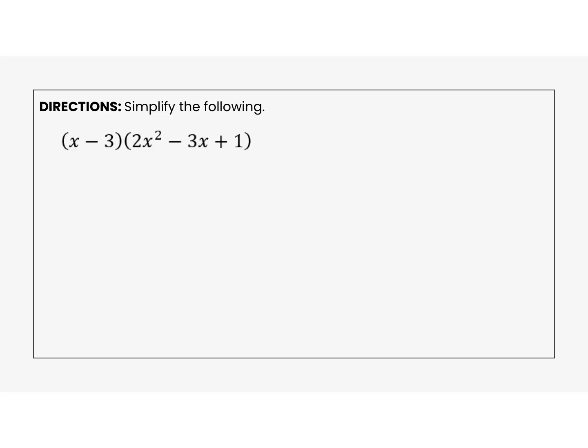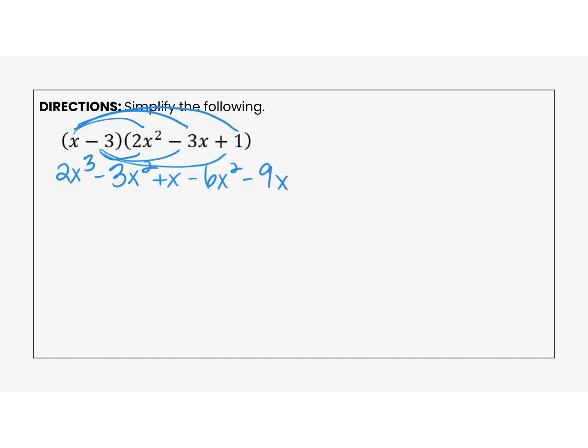This one, again, we're multiplying, but here we have a binomial times a trinomial, so we just have to do a little bit more, but the same concept applies. So I'm going to take x times 2x squared, which is 2x to the third power. I'm going to take x times negative 3x, which would be minus 3x squared, and then x times 1 is just x. Then I'm going to take negative 3 times 2x squared, which gives me negative 6x squared. I'm going to take negative 3 times negative 3x, which is minus 9x, and then negative 3 times 1, which is just minus 3. Now I'm looking for like terms.